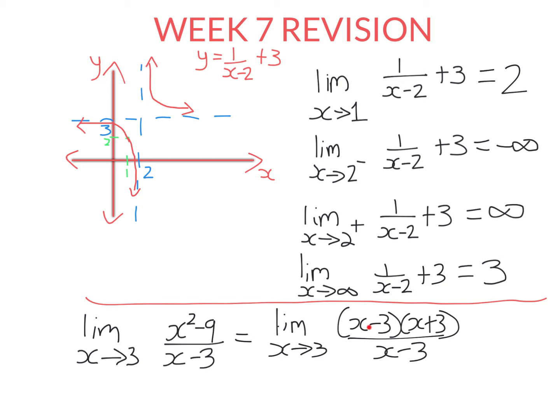Now, because there's an x minus 3 on the top and the bottom and it's being multiplied, I can just cross them out. So the limit of this function is the limit as x approaches 3 of x plus 3. I can just substitute x equals 3 into this expression, and of course I get 6. So what that means is as x gets closer and closer to 3, the value of this function gets closer and closer to 6.